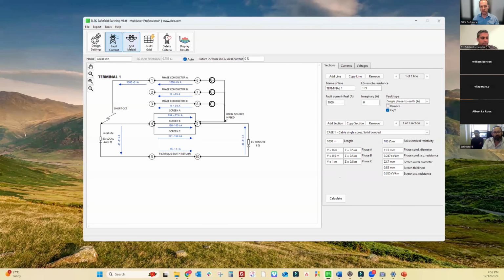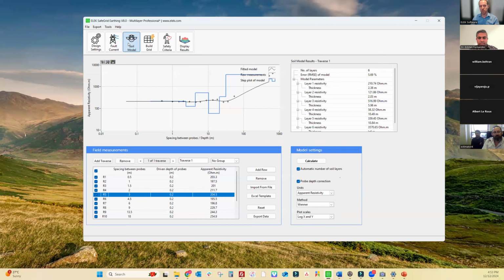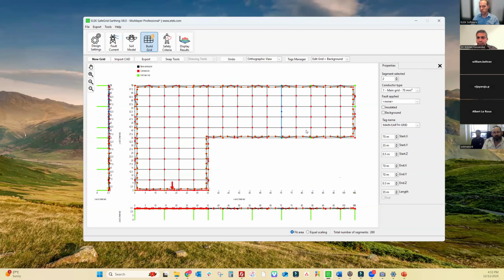You'll move through each of these modules: fault current distribution, soil modeling. You'll enter your soil resistivity measurements. You'll calculate a model. It will automatically calculate the model. It will automatically determine the number of soil layers. You'll build your earthing system. That could be in 2D and 3D.